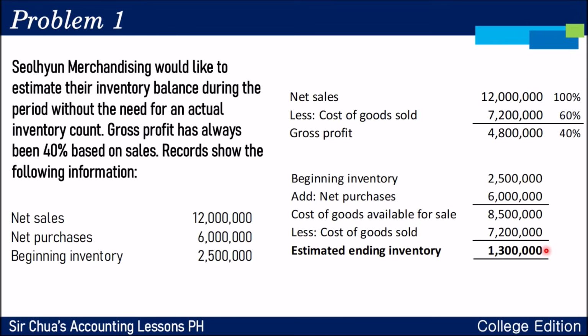Kunyari, Solion Merchandising would like to do a reasonableness test of their inventory. Let's say, for example, the actual count of inventory is 1,270,000. So, may difference lang na 30,000. The company can investigate yung 30,000 na discrepancy. If it's not material for the company, then I think our inventory balance is reasonable. But if the company thinks na yung 30,000 pong yun is kailangan ng proper investigation, then they may also do so. Okay? After all, lahat naman po ng discrepancies kailangan sinosolve para wala po tayong problema.